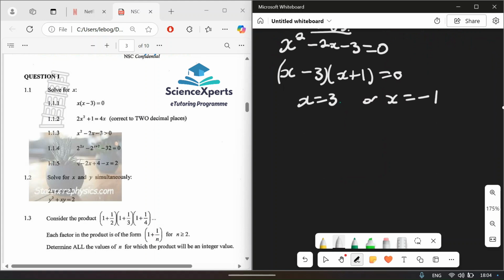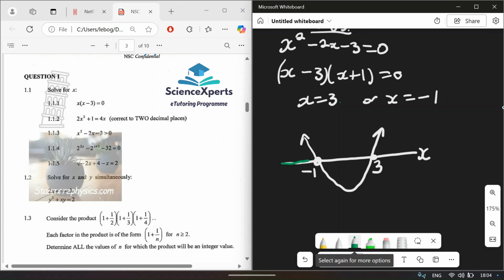So now let's draw a rough sketch of that parabola, right? The purpose of finding the x-intercepts is to help us draw a rough sketch, right? So we know that here it's negative 1, here it's 3, right? So this is the x-axis here. So where is the graph above the x-axis? The x-axis is this green line. Where is the parabola above the green line? It's this region here and that region there, right?